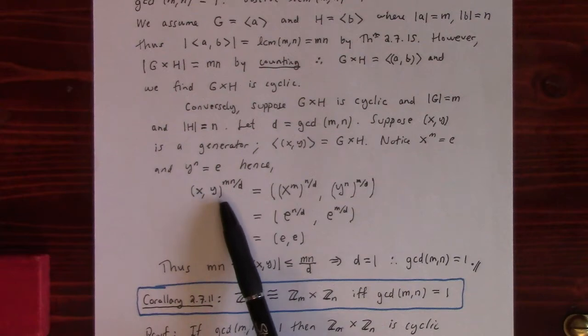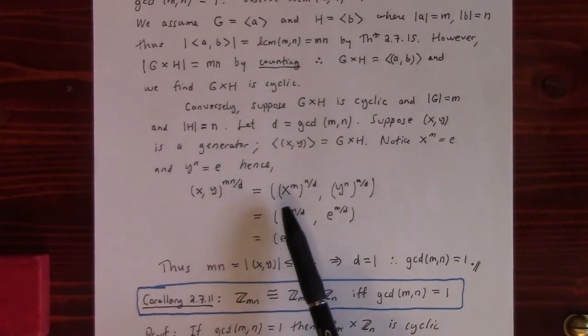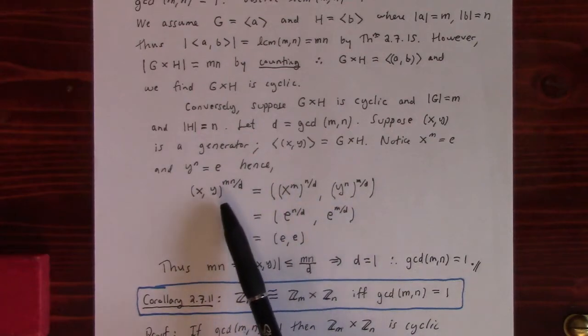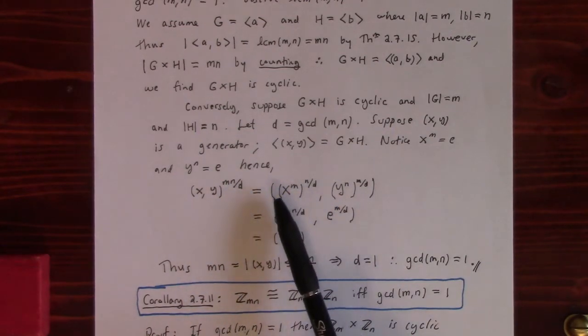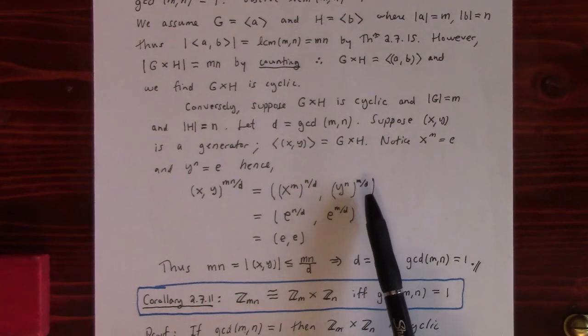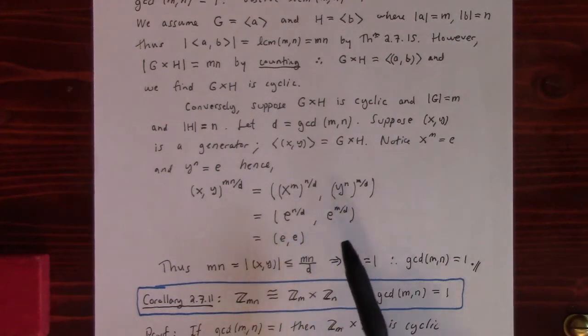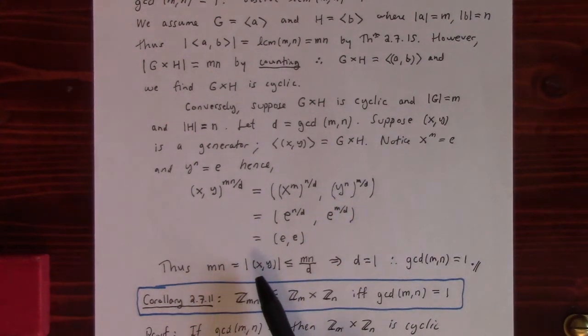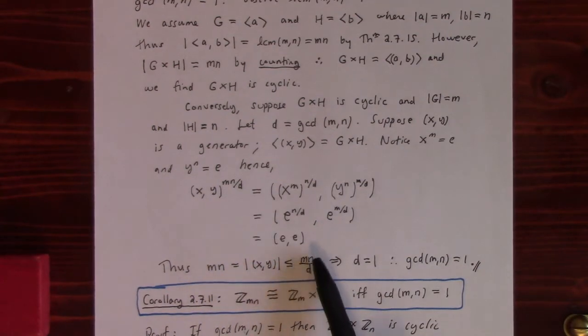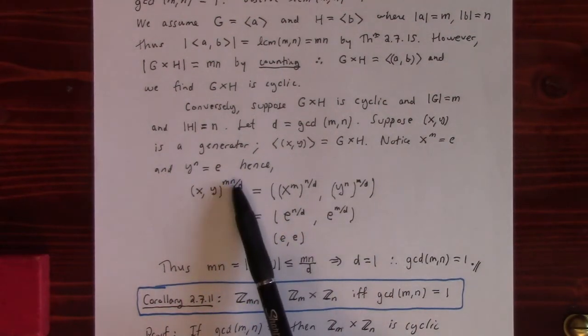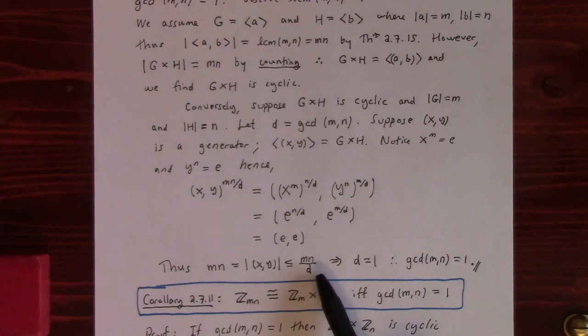And hence (x, y) to the mn over d, by the usual properties of exponents, is x to the m to the n over d, and y to the n to the m over d. But that's e and e, which is (e, e). Thus the order of (x, y), which we said was mn, is less than or equal to mn over d, because we just showed that it goes to the identity. And thus, that implies that d equals 1, right? So the greatest common divisor of m and n is 1, which is to say that they're relatively prime.